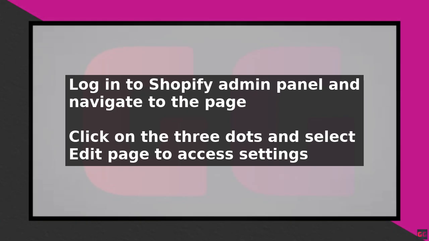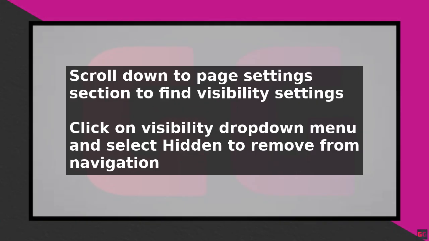First, log into your Shopify admin panel and navigate to the page you want to hide. This could be a product page, a blog post, or any other type of content page. Once you are on the page, click on the three dots at the top right corner of the page and select Edit Page. In the page editor, scroll down to the Page Settings section. Here, you will find the visibility settings for the page.